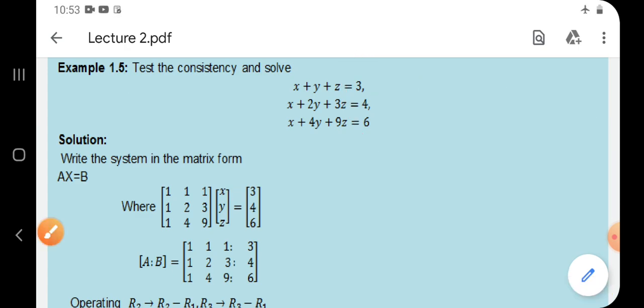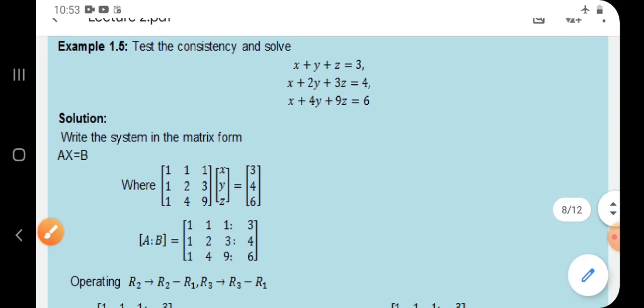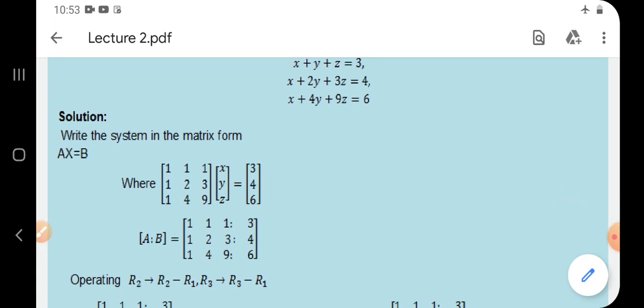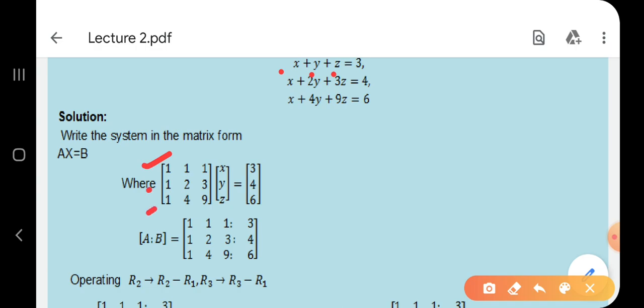So write down the given system in matrix notation. What we get? Write down the coefficients 1, 1, 1. Second one is 1, 2, 3. Then 1, 4, 9. Correct? Next x, y, z and 3, 4, 6. So this is our Ax equal to B.